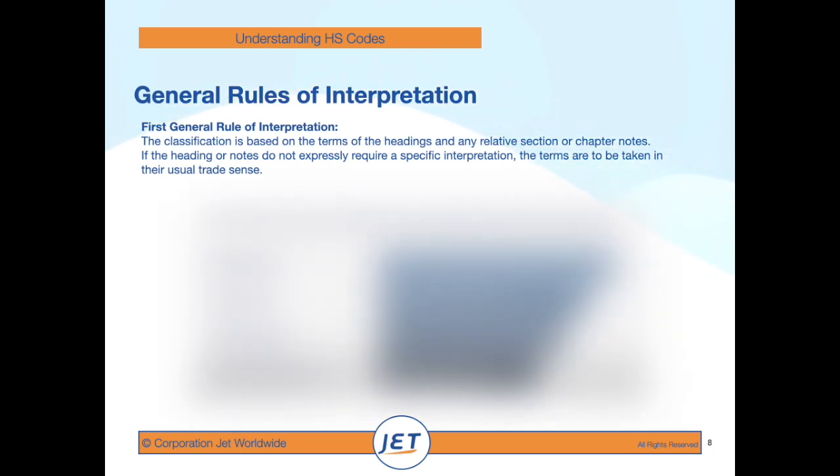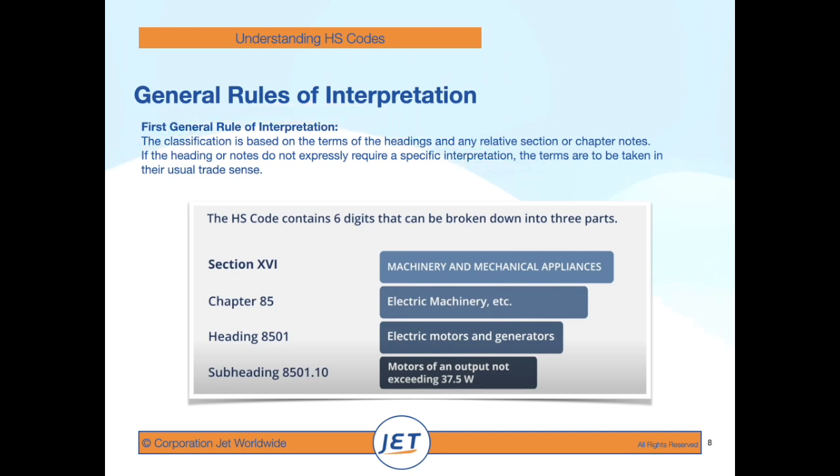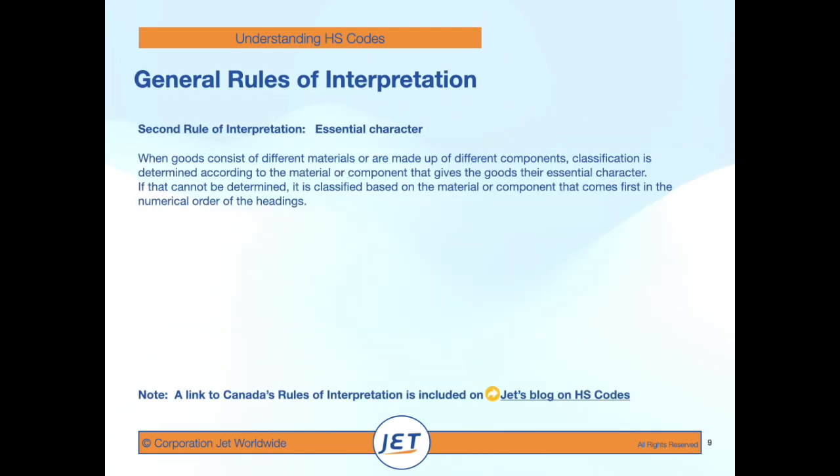Take this example. If you manufacture motors, the term electric machinery, Chapter 85, and heading 8501 electric motors and generators is, well, pretty much self-explanatory. And then, say your motor has an output of 37 watts, less than 37.5 watts, thus, you have your basic HS code determined, 8501.10.